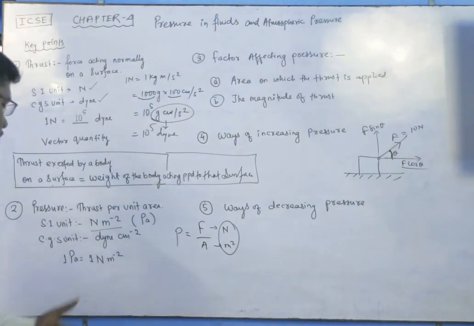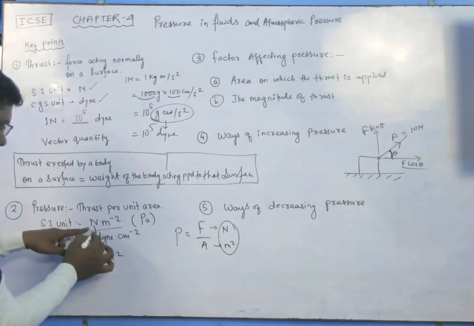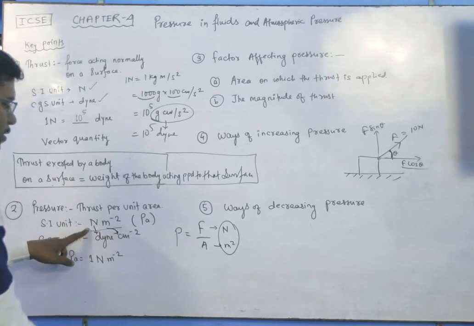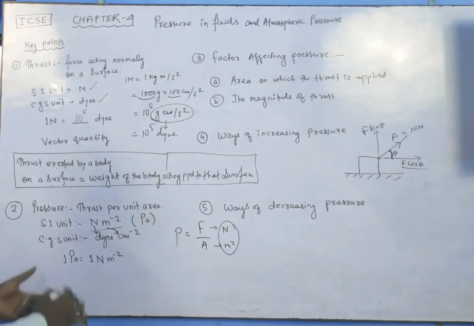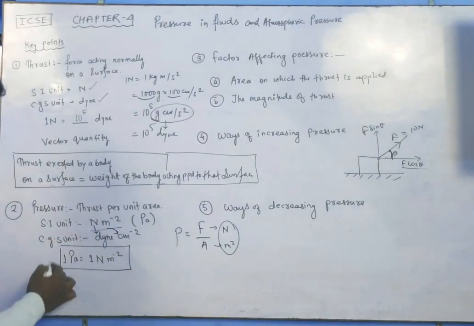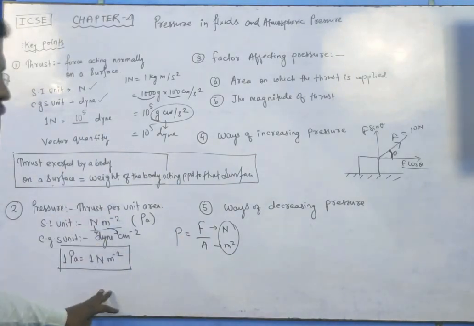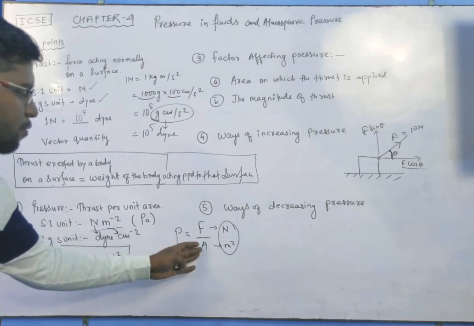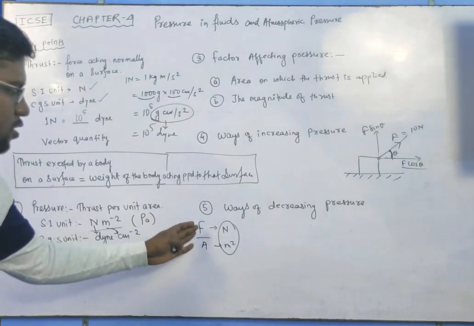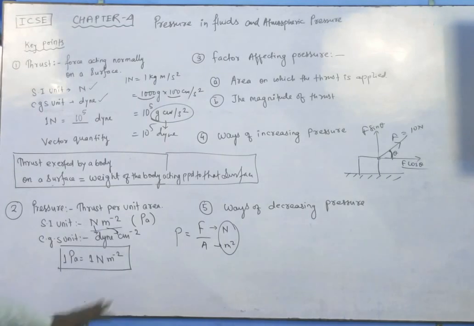In CGS, Newton becomes dyne and meter becomes centimeter square. So 1 Pascal is equal to 1 Newton per meter square. This is the basic term which you have to memorize. So in this way you understood pressure. Pressure is thrust per unit area.